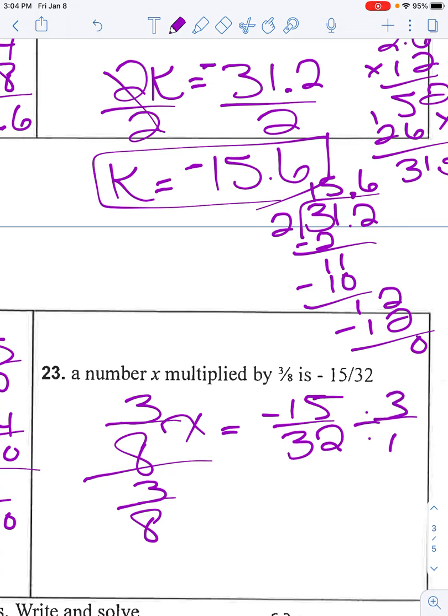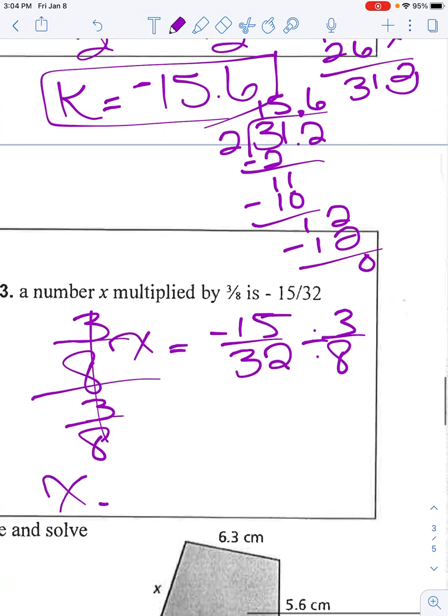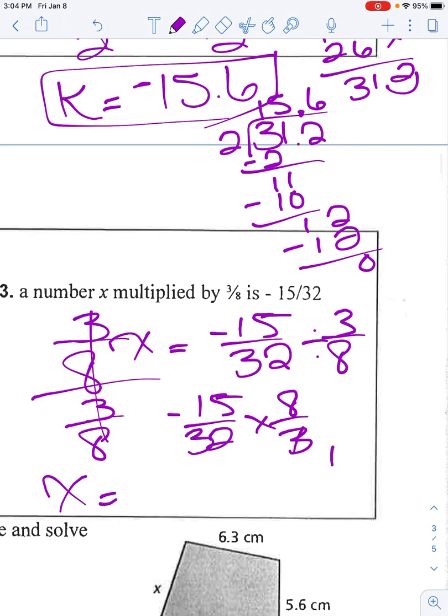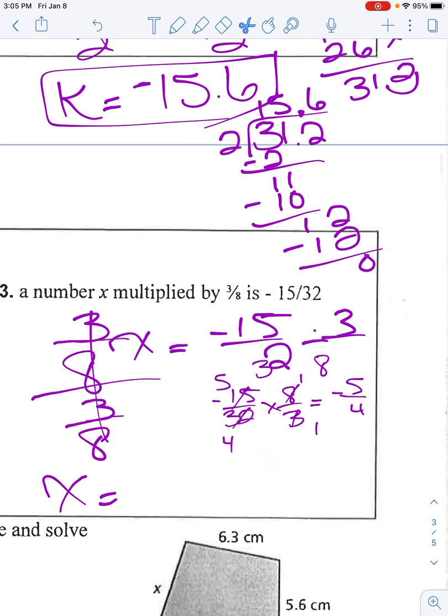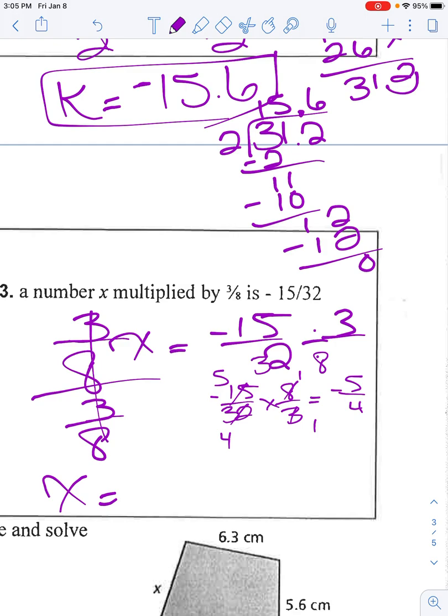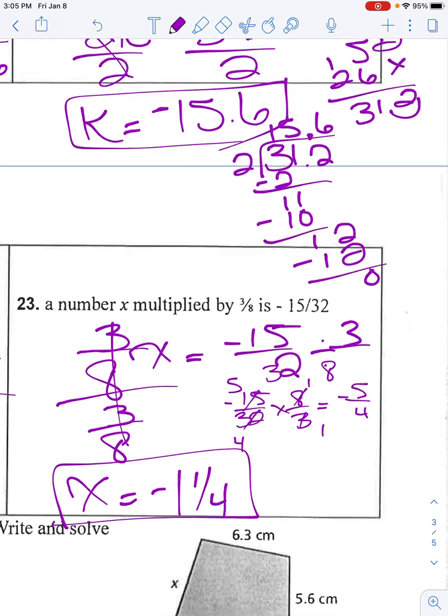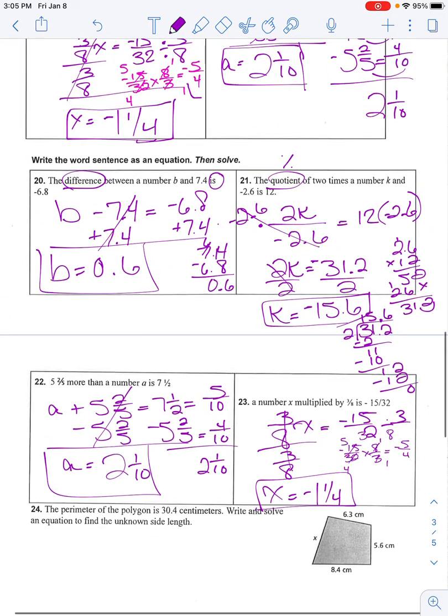This says multiply by 3/8, so I'm going to divide by 3/8. So x is, keep it, switch it, flip it. I do think we did this exact same one. To get negative 5/4, be sure you always watch your signs. Okay, so we have a negative 1 1/4.